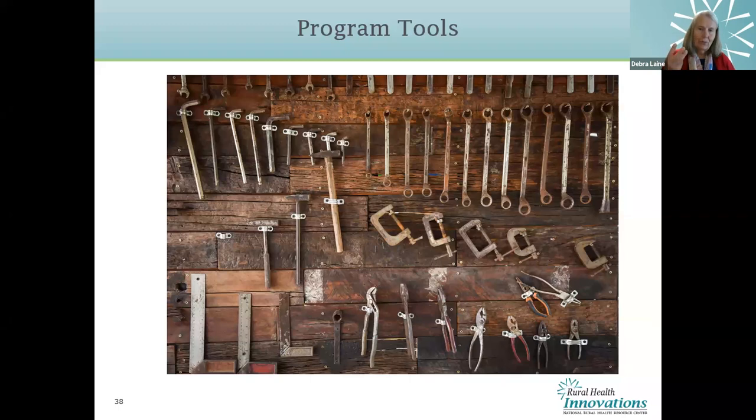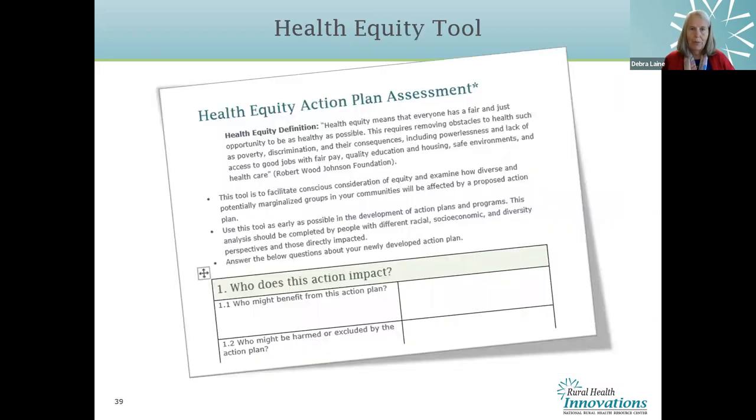Now, those last three resources that I talked about really are a combination of education pieces, but they're also something that can help directly with your program. So now I'd like to identify a couple more tools that you can use right within your program.